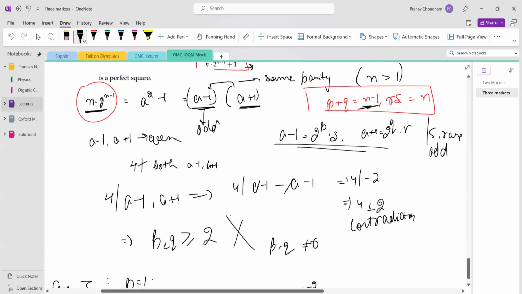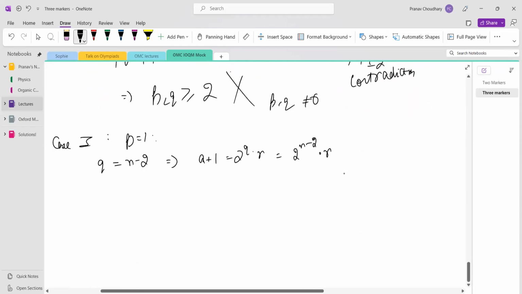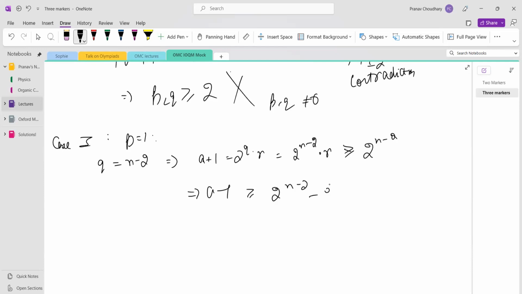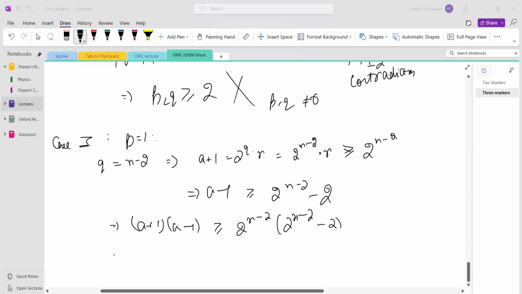So here you have details about P and Q, but you do not know much about R and S. So you try to avoid R and S as much as you can when you're trying to find a bound. So I have this thing. The weakest bound would be that a plus 1 is greater than or equal to 2 to the power n minus 2. And this implies a minus 1 is greater than or equal to 2 to the power n minus 2 minus 2. So now a plus 1 times a minus 1 is greater than or equal to 2 to the power n minus 2 times 2 to the power n minus 2 minus 2. And this thing is equal to a squared minus 1.